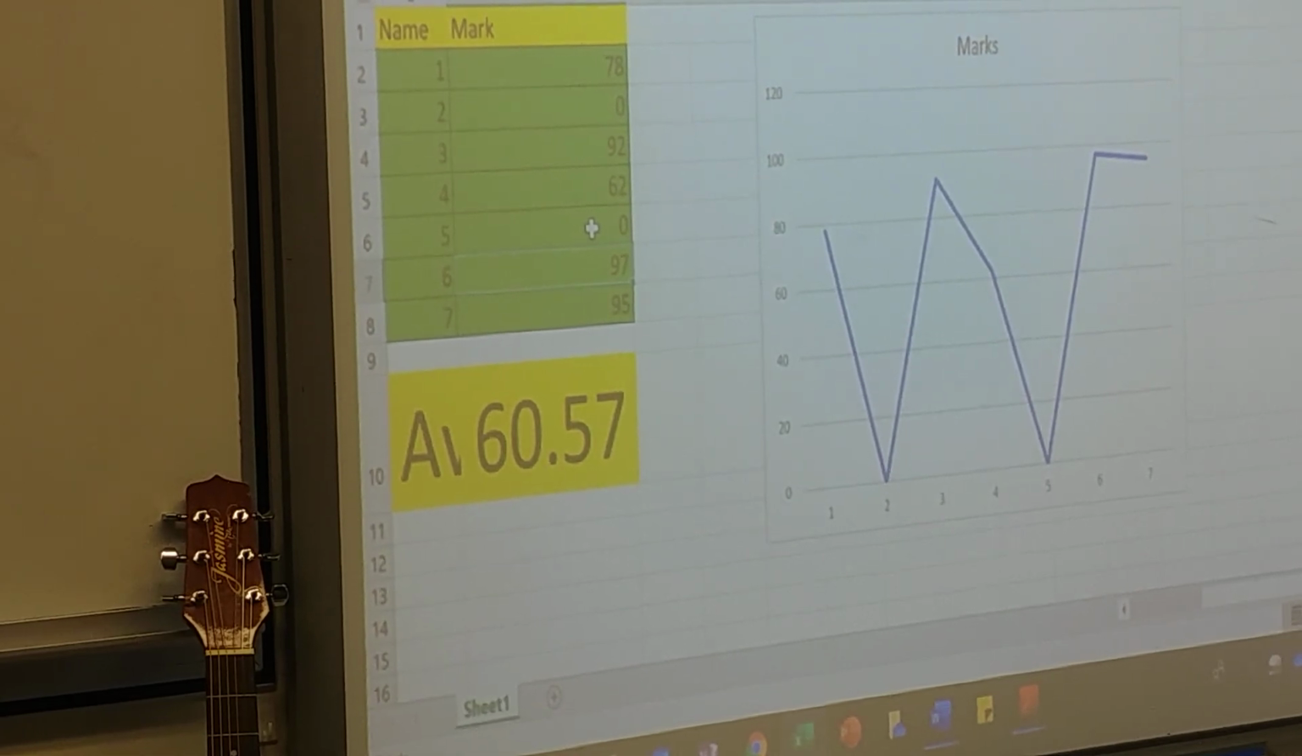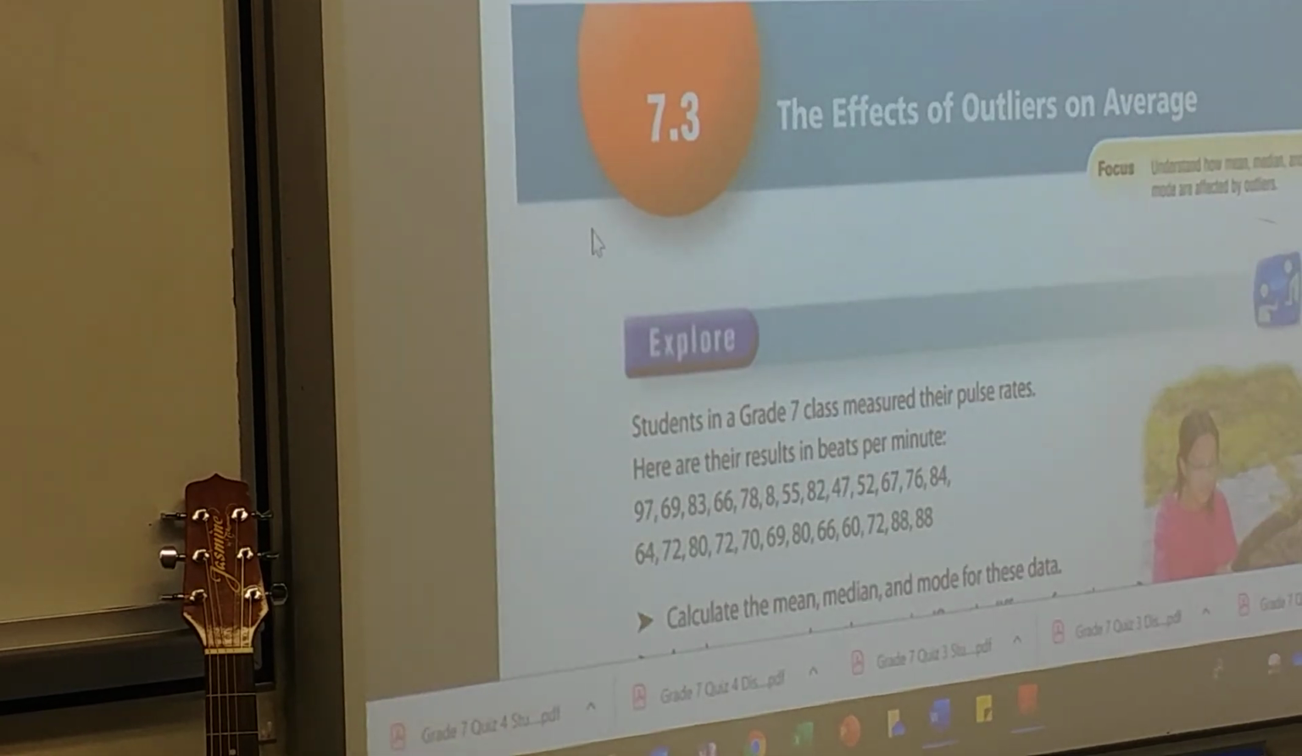But do those outliers represent my knowledge? Does that show that in assignment 2 and 5, I knew 0 of the outcomes? No, it doesn't. But that outlier data greatly changes the numbers. So let's take a look at the effects of outliers on an average.